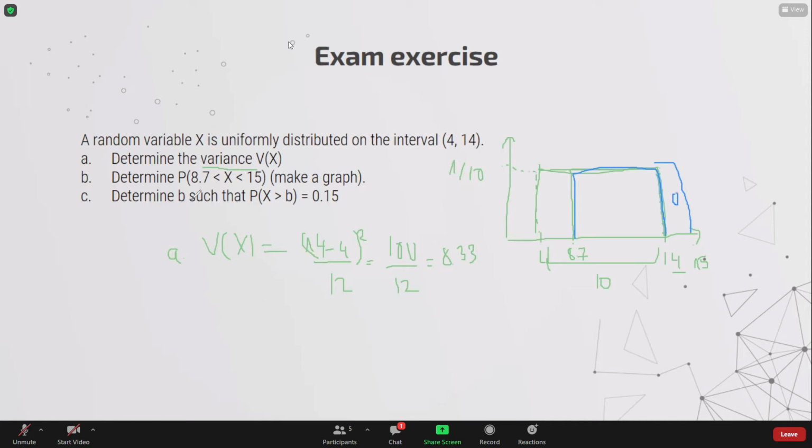So we can easily calculate it. And why? Because we have that part. It's just 14 minus 8.7. Then we have to multiply it by the height, which is 1 over 10. And that's it. We don't have triangles, that's just a rectangle. And if I'm not wrong, that should be 0.53.